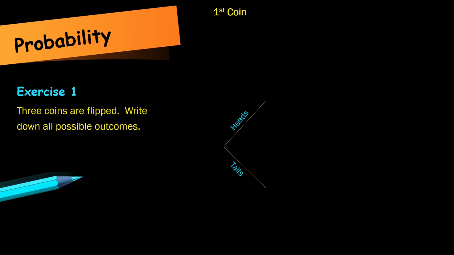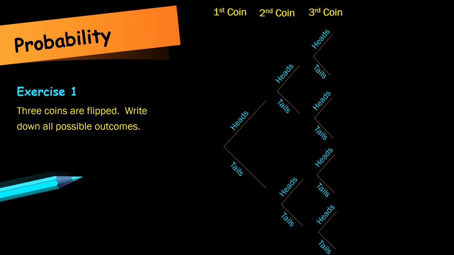So if we toss the first coin, we could get heads or tails. Next, when we toss the next coin, we could get heads or tails following on from each of these 2 branches, as shown in the diagram. And then, when we toss the third coin, we again get heads or tails from each of the branches from the coin 2 toss. So what are all the possible outcomes we could have?